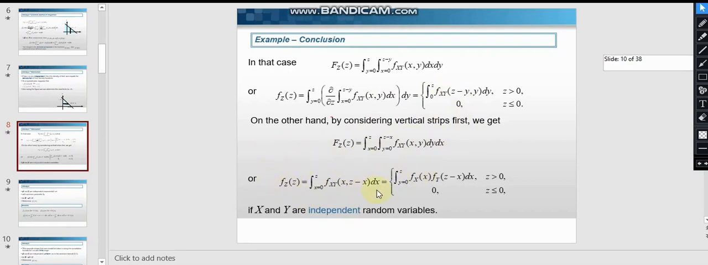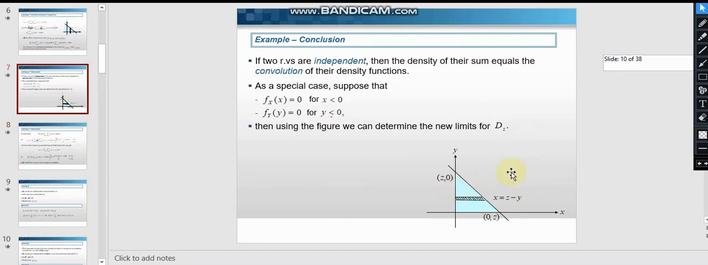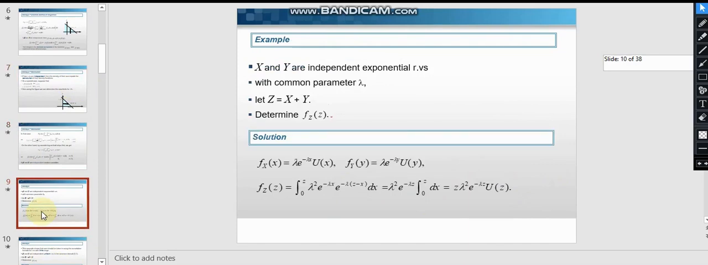Furthermore, if x and y are independent, then the PDF of the new random variable z can be written in terms of the convolution of the PDFs of random variables x and y. This is possible when x and y are independent random variables. Further, in this case, the cumulative distribution function would be the area in this region. So let us talk about another example.